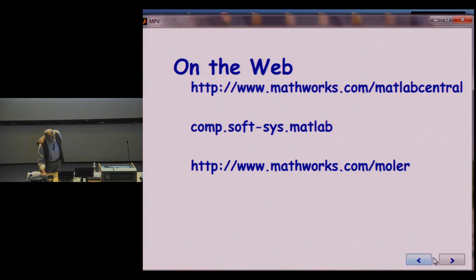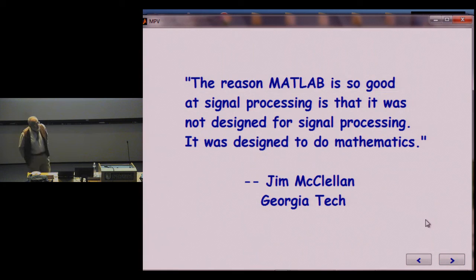I love this quote from Jim McClellan, a double E professor at Georgia Tech. The reason why MATLAB is so good at signal processing is that it was not designed for signal processing. It was designed to do mathematics. This is what I love. Just today, I've gone around and met people here and learned about all kinds of things that MATLAB is used for. Brain imaging, computer security. It's fascinating what people have found to do with MATLAB, and I really enjoy hearing about it.